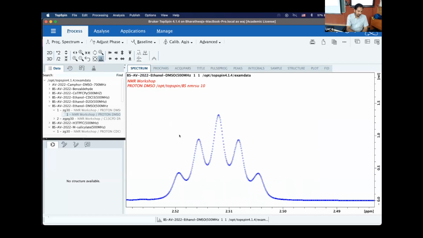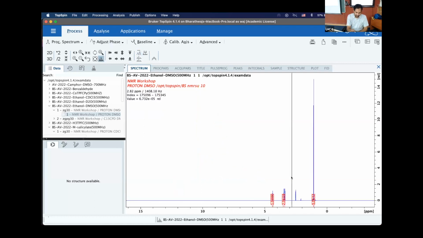And just for the sake of understanding, you will also be able to measure the scalar coupling between them. I think it will come somewhere at 2 hertz. About 1.9 hertz is the scalar coupling between the deuterium and proton in the DMSO. So that's a solvent peak.